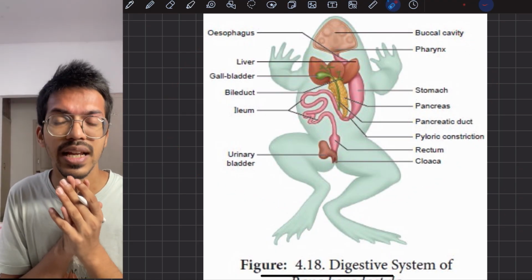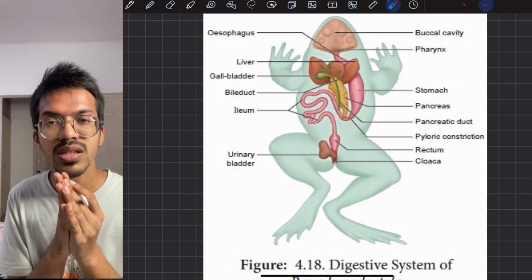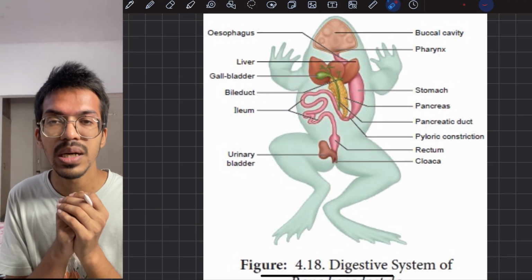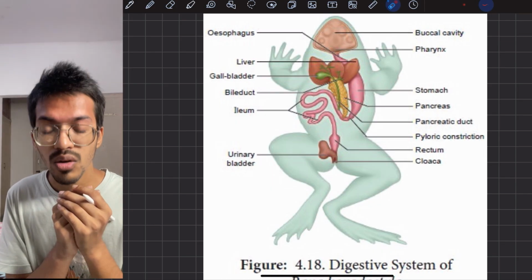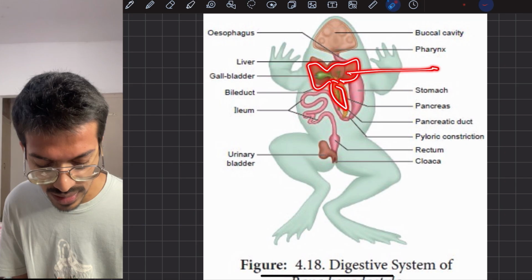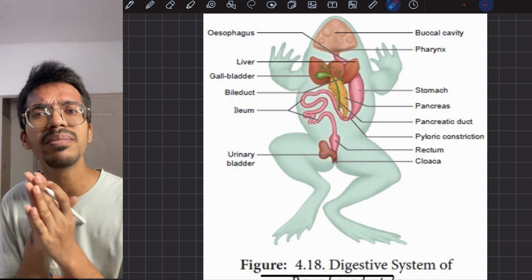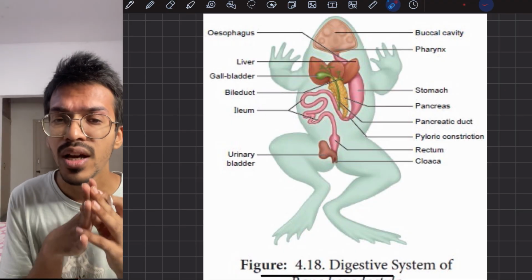Accessory glands are present, for example salivary glands, the liver, the gallbladder and the pancreas. All these help in digestion by secreting the enzymes present in them. So that is pretty much the same as in humans.